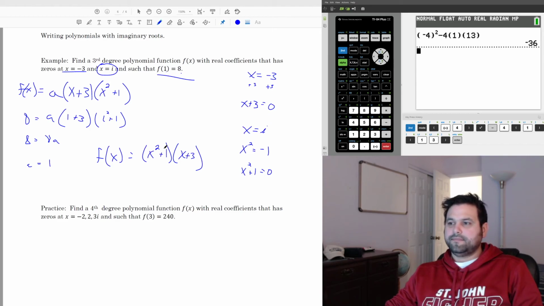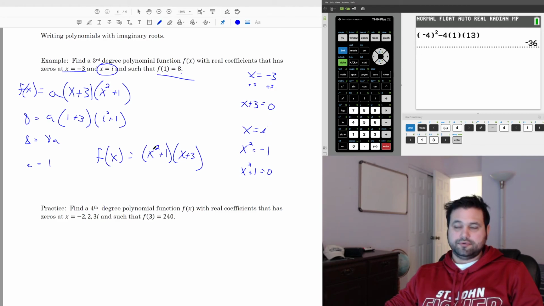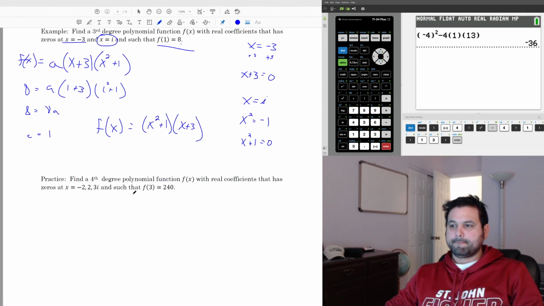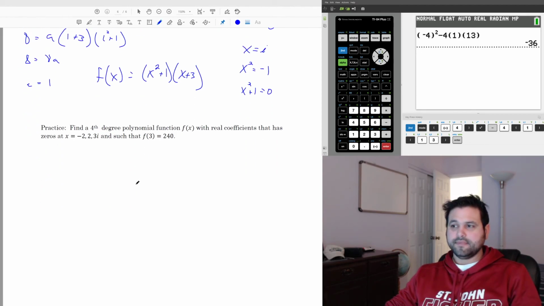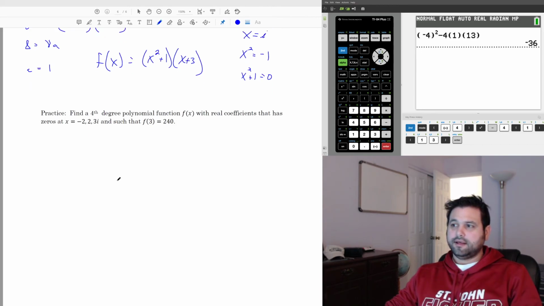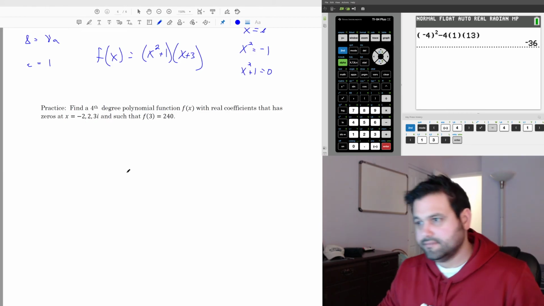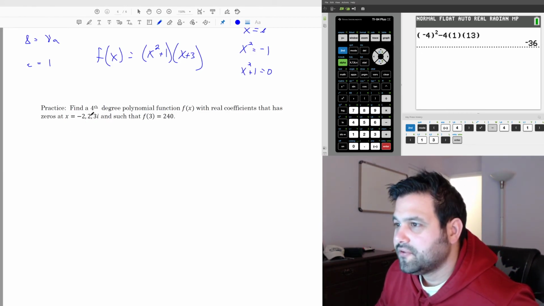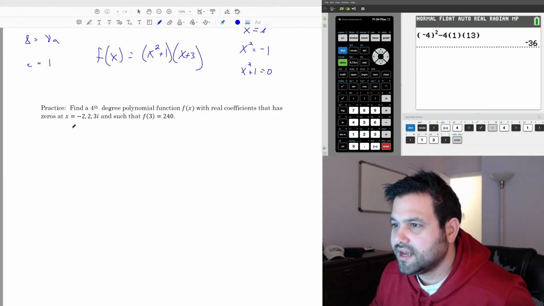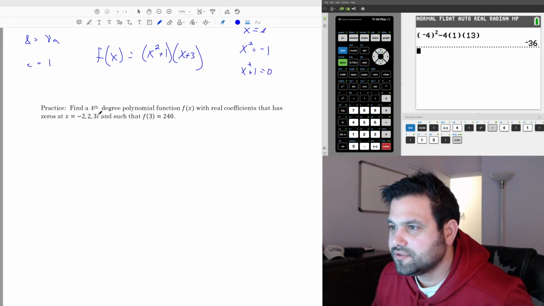Not really needed, but is this a third degree polynomial? Because I only see 2 sets of parentheses. Yes, it is, because this is an x squared term. So there's 2 right there and an x there, so there's our 3. All right, so go ahead and try the next one, pause the video, finish it, and check your answer when you're done. So 4th degree polynomial, and we have x equals -2, 2, and 3i.